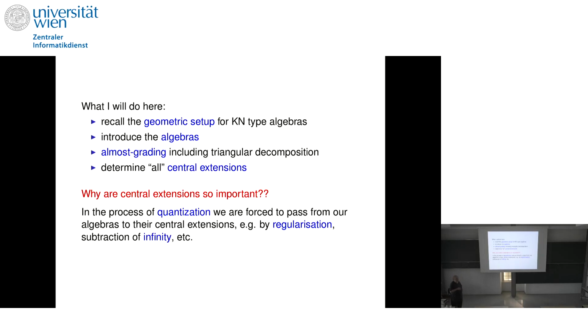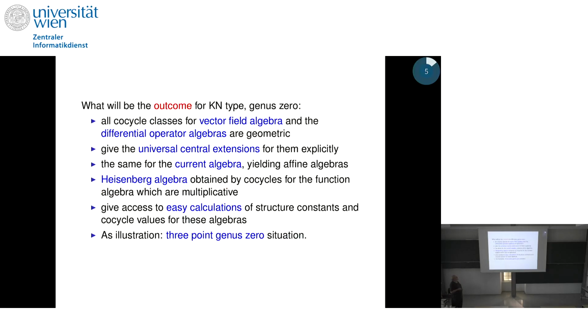Okay, good. This is in some sense the program. And now I will start the program, but I tell you first what will be the outcome. For Krichever-Novikov type algebras of genus 0, I will explain immediately in more detail what they are. I will give all cocycle classes for the vector field algebra and the differential operator algebras, and I will show that they are geometric.